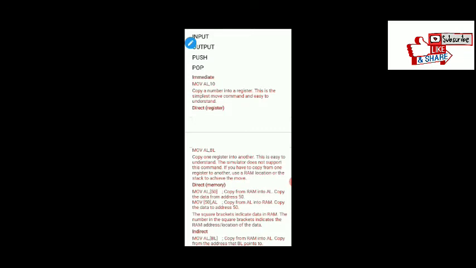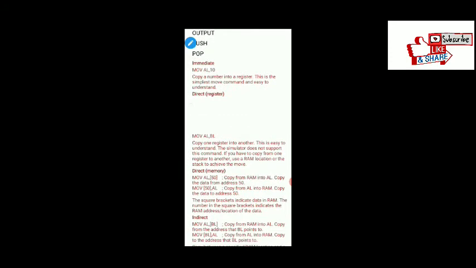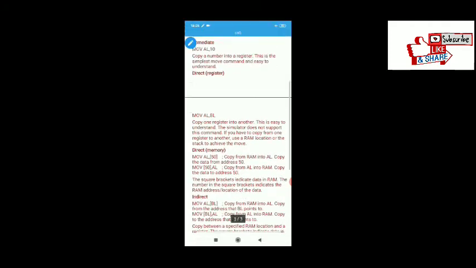So first one is your immediate addressing mode. Immediate addressing mode tells that the number copied to the register is immediate. That means data is immediate. Here you can see MOV AL, 10. That means 10 is the data that is immediately loaded into the register. Copy. Okay, moving the data 10 to the AL register. So that is the simplest move command and easy to understand, and is the classification of the immediate category.